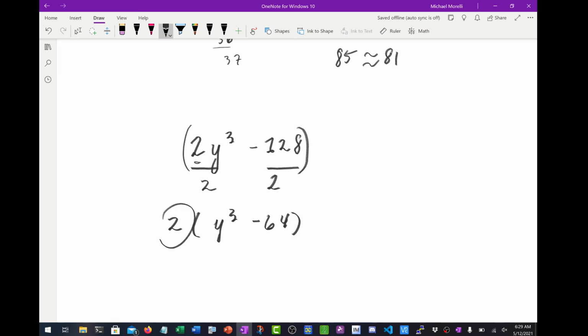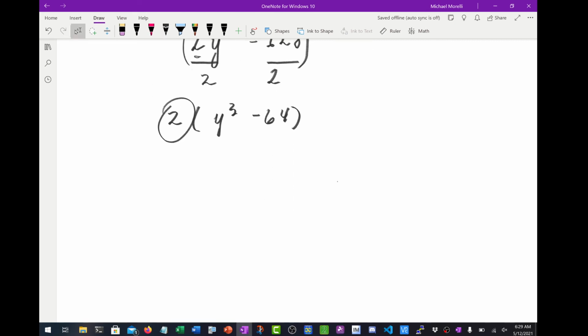And I basically remember this but ignore it for now. So now I'm just dealing with y cubed minus 64. Let's write that out in its full standard form. I've got y cubed plus 0y squared plus 0y minus 64. And so now we're going to just solve this or factor it as if it were a cubic equation set equal to 0.